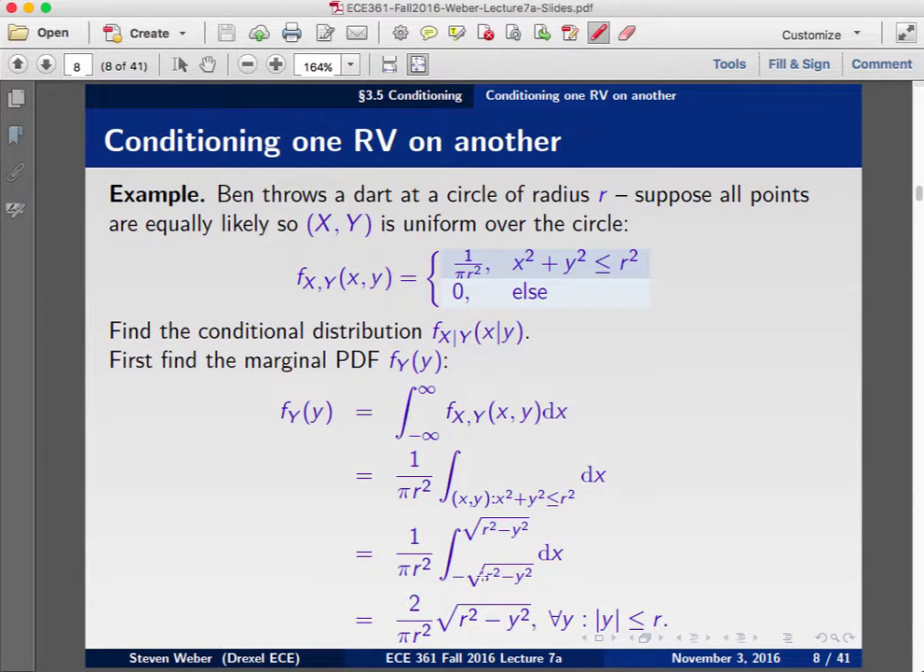And of course, this is the integral of the constant 1 with respect to x, and so its integral equals the difference of the values, which is twice root r squared minus y squared over the denominator pi r squared. And that's true for any y in the support, and the set of all y's in the support are all y's whose absolute value is less than or equal to r, the radius of the board.